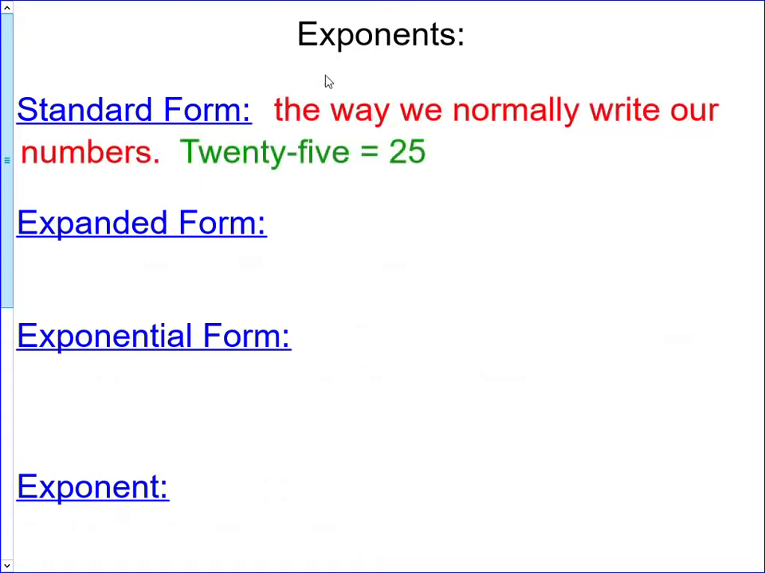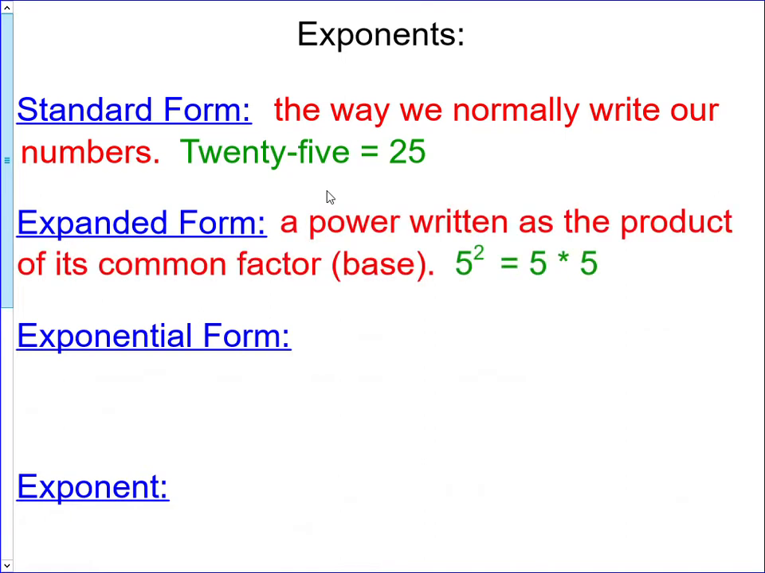Standard form is just the way we normally write our numbers. So the number 25 is going to be written with a 2 in the tens place and a 5 in the ones place. So 25 is just 25. Today, when we're talking about exponents and expanded form, we're talking about a power written as the product of its common factor or base. So 5 raised to the second power in expanded form would just be 5 times 5.